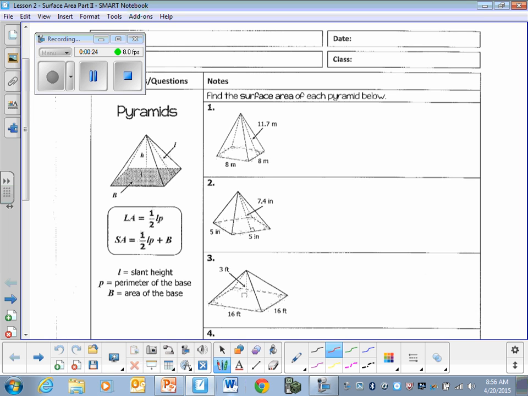Remember that height and slant height are different in pyramids and cones. Slant height is the height on the outside. Height goes from the vertex to the center of the pyramid and is perpendicular.